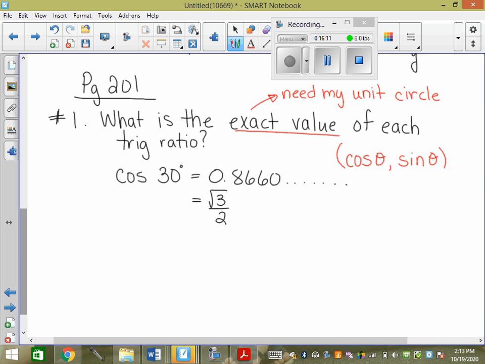Okay, what if I ask for sine of 120? 120 degrees on this degree circle. You go to 120, and you're going to give me which one, x or y? Y. What's y at 120?